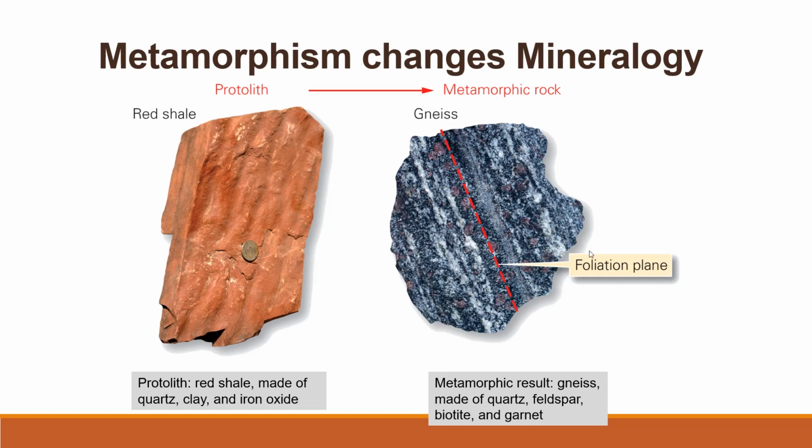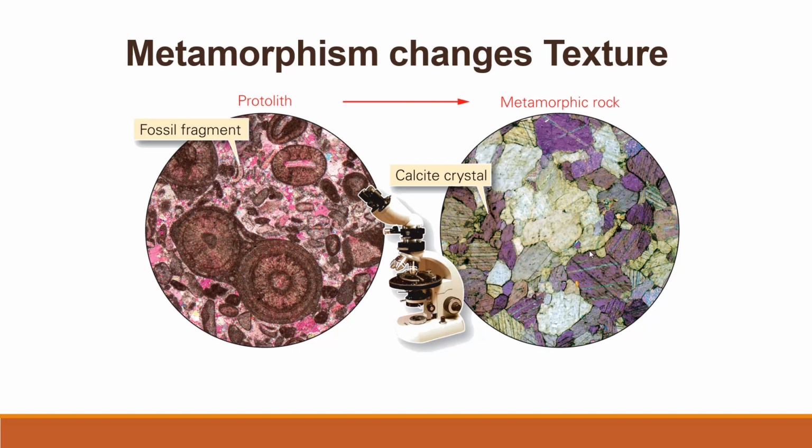The new minerals are made of the same elements as the old minerals, unless we brought in something new with our pore fluids, but we're rearranging those elements into new minerals. We can also change the texture, so we will go from, say, a clastic rock to a crystalline rock. So we will have intergrown and interlocking grains.